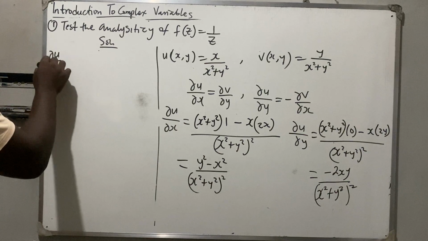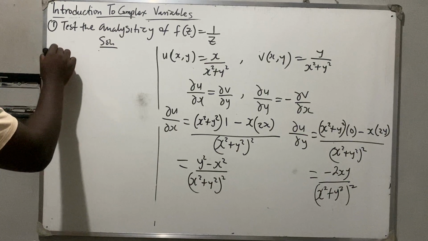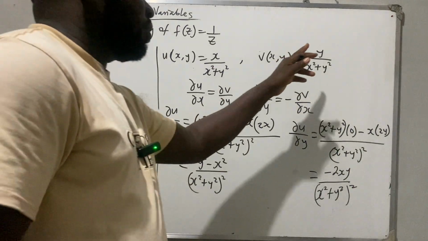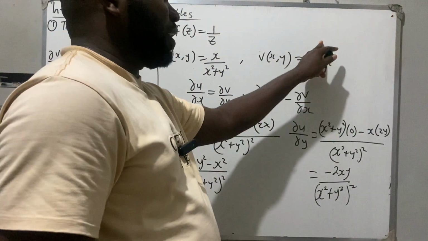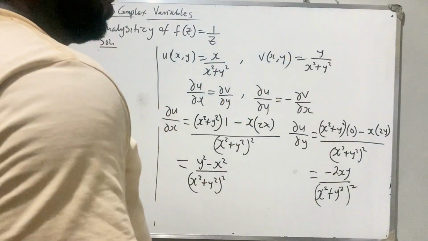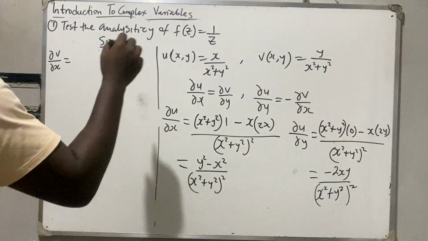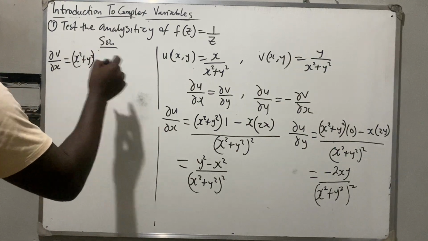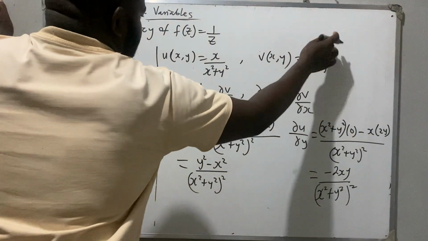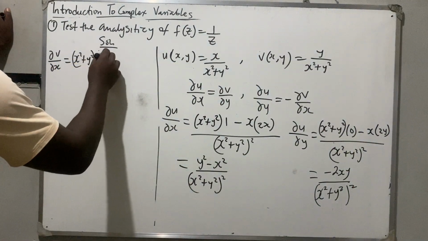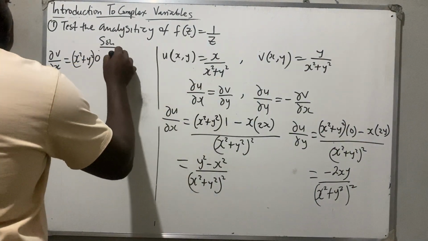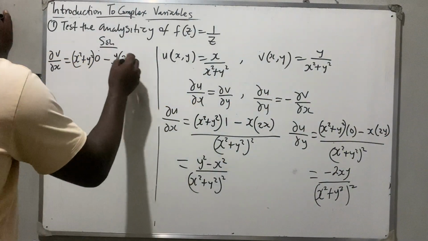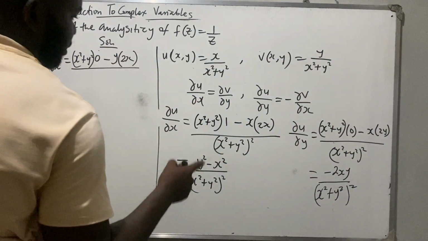Partial v, partial x will now be the same process again. So leave the denominator, differentiate the numerator, minus, leave the numerator, differentiate the denominator, all over the denominator squared. So leave the denominator, x squared plus y squared. Differentiate the numerator with respect to x, there is no x here, so it's 0. 0 minus, leave the numerator y. Differentiate the denominator with respect to x, I'm going to have 2x.